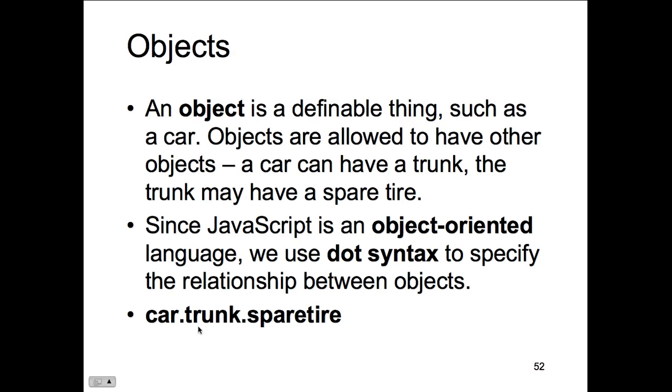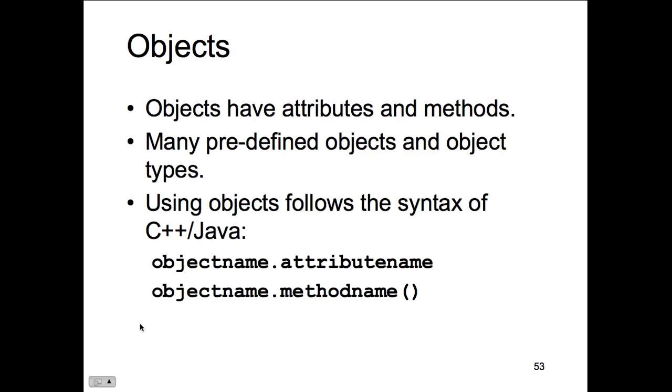So here we have car.trunk.sparetire. So the spare tire is in the trunk, and the trunk's inside of the car in terms of the hierarchy of those data members. So objects have attributes and methods just like they do in Java and in C++ and other programming languages. Many predefined objects and object types are already built into the language. Document's a good example of that.